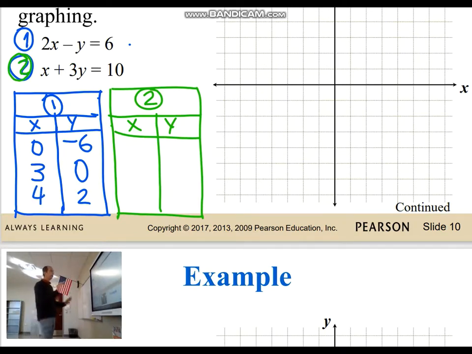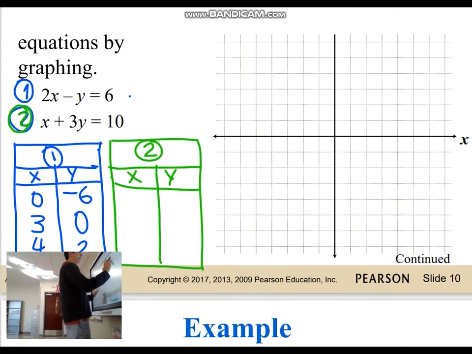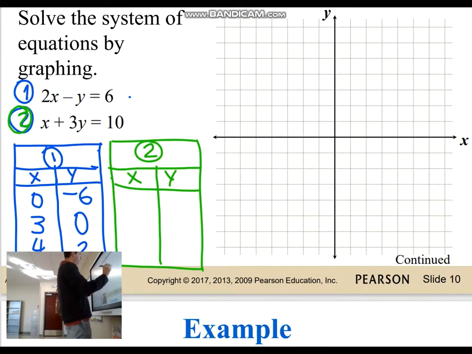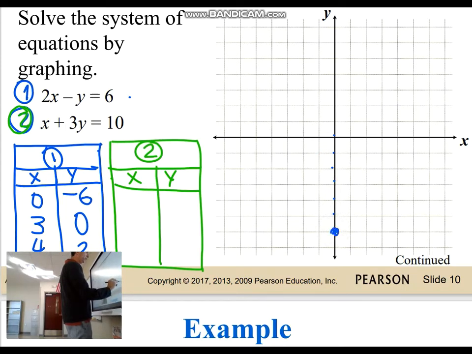You can do the calculations in your scratch paper and check if I did everything right. We have 3 points for the coordinates x and y for graph number 1. Let's go to the rectangular coordinate system and find these points. X equals 0, y equals negative 6: one point is here. X equals 3, y equals 0, right here.